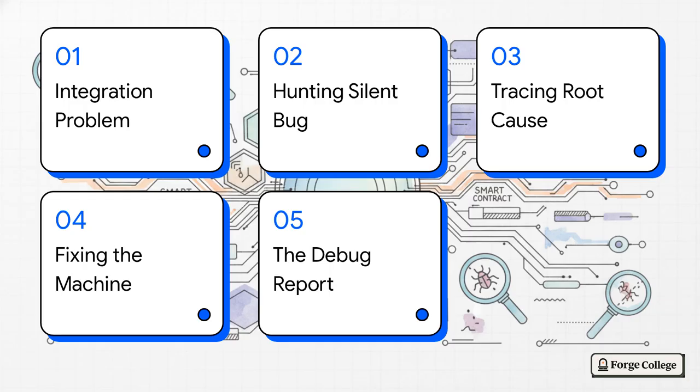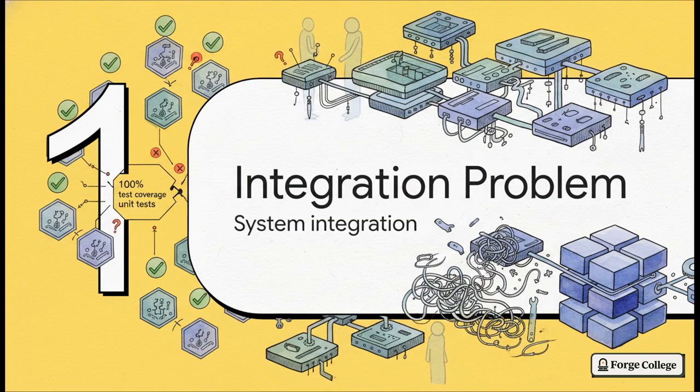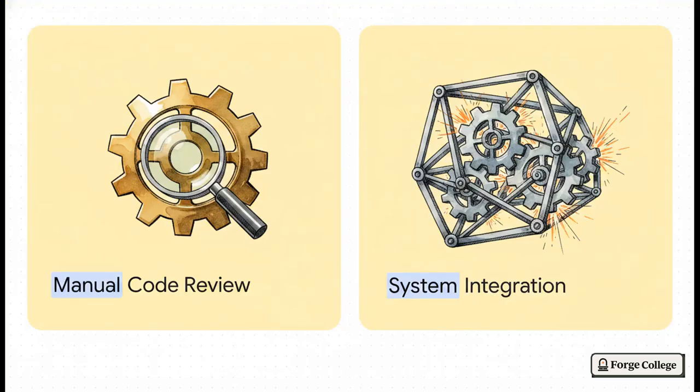Let's jump right in. Section 1. The integration problem. So let's do a quick reality check here. You can have literally 100% test coverage on your individual contracts, but passing unit tests absolutely does not mean your entire system is ready for the blockchain.